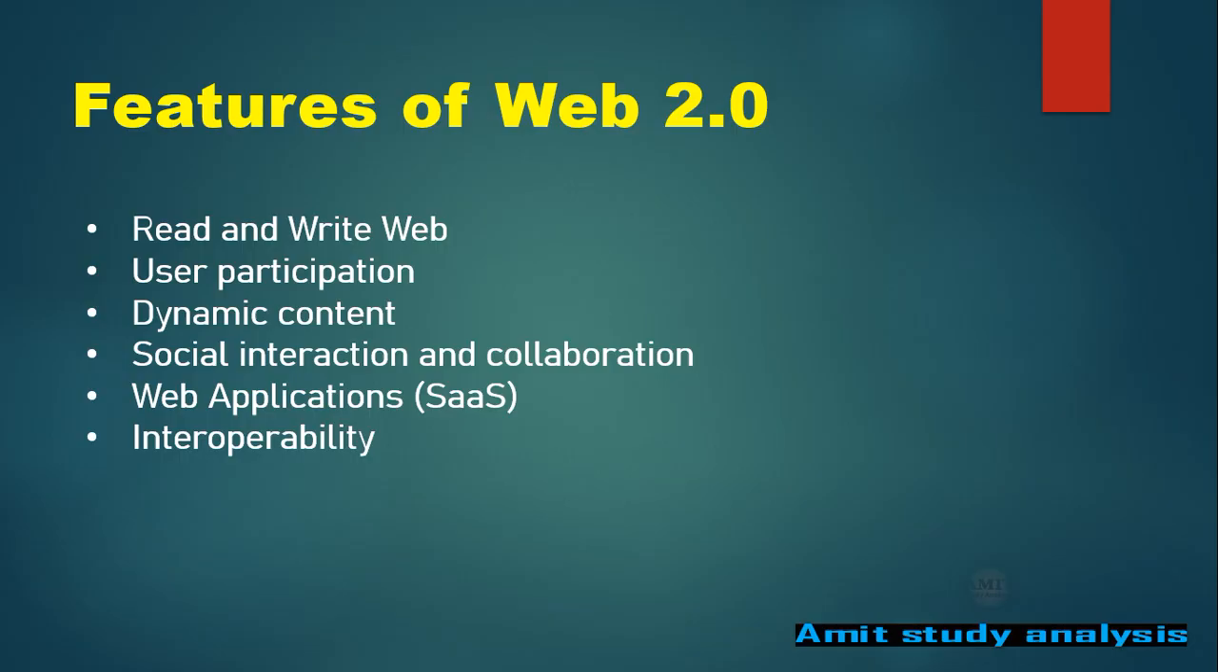This is also called interoperability, and a lot of web can be connected together. This is the part of interoperability. So these are the features of web 2.0.